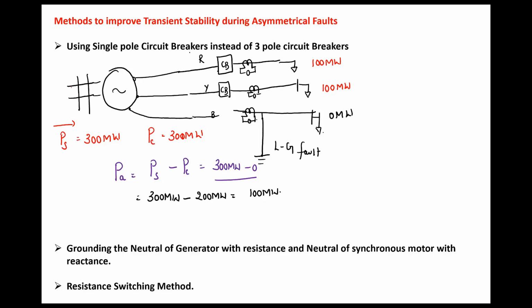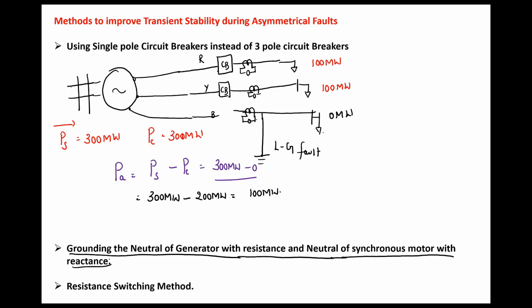Sir. Yes, sir. So using single pole circuit breakers instead of three pole circuit breakers will improve the stability of the system. How it will improve, that we have discussed. Okay. The second important point is grounding the neutral of generator with a resistance, and the neutral of synchronous motor with a reactance.